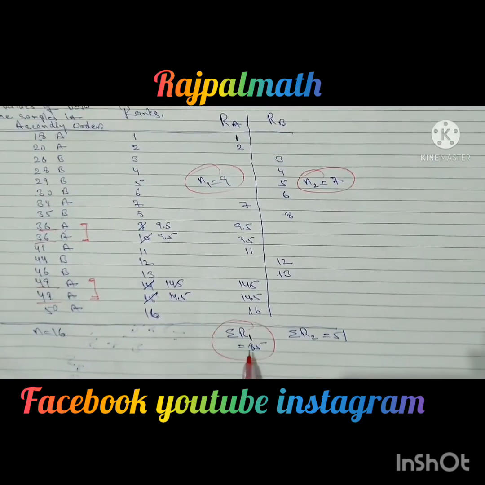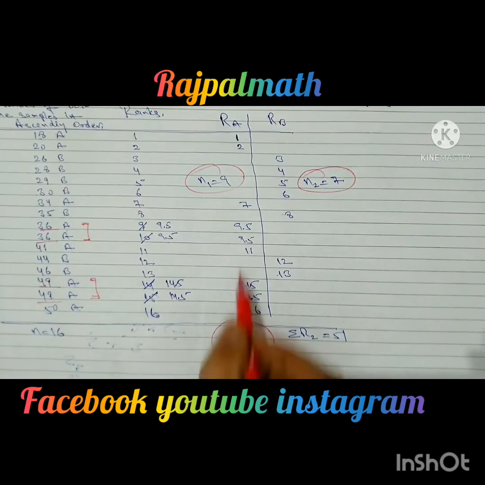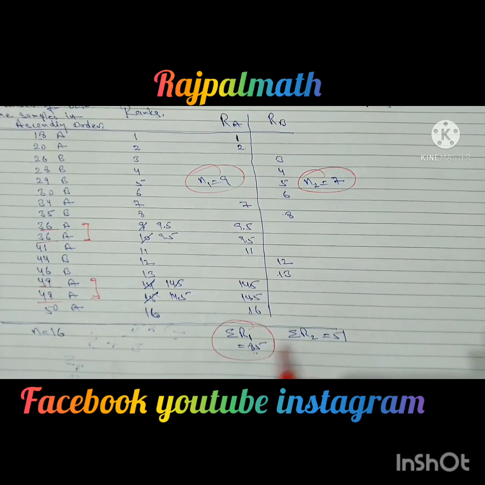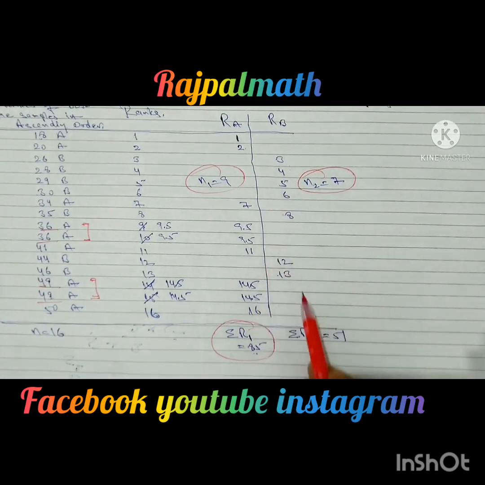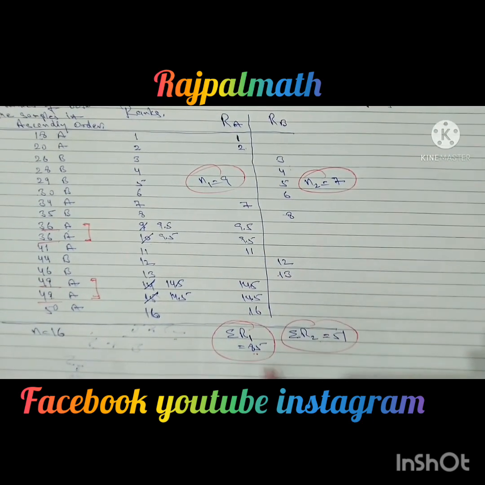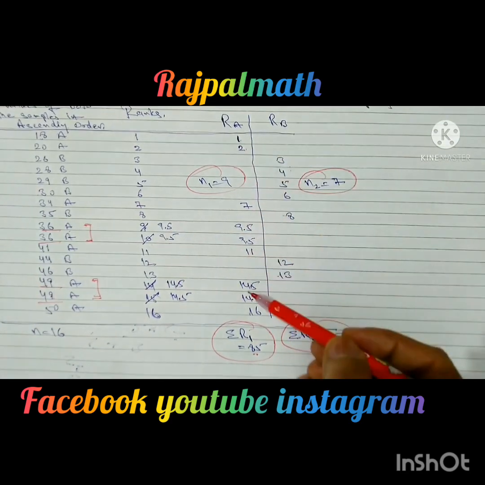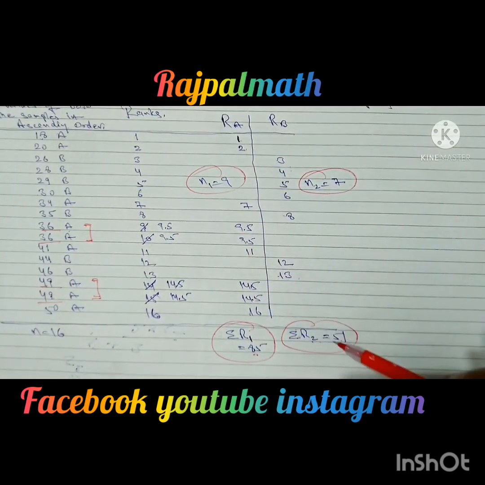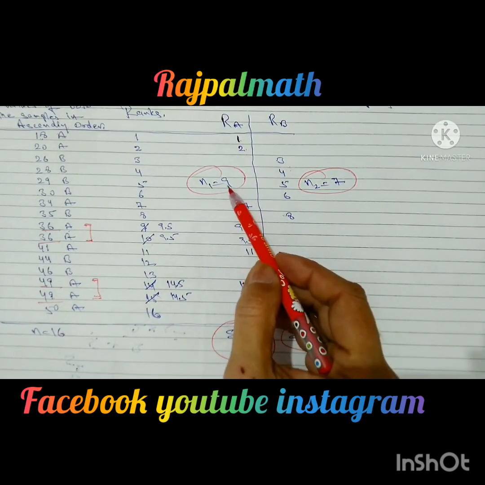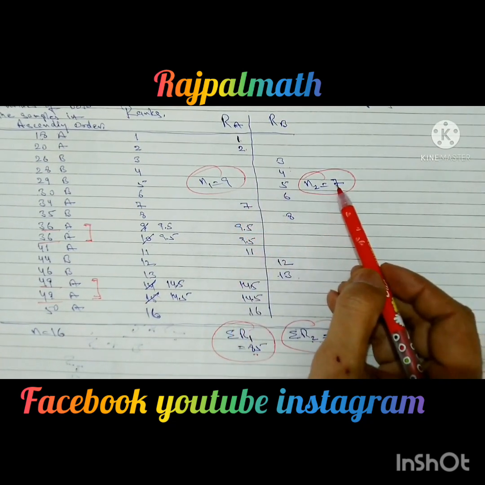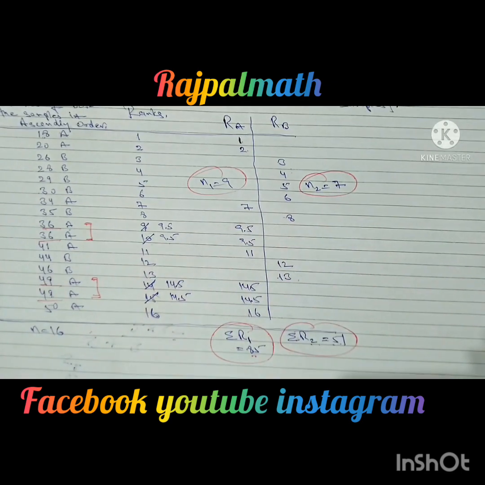So the sum of ranks of group 1 is 85, and the sum of ranks of group 2 is 51. Summation R1 is 85, summation R2 is 51, meaning the sum of this column is 85 and the sum of this column is 51. Elements of group 1 is 9, elements of group 2 is 7.